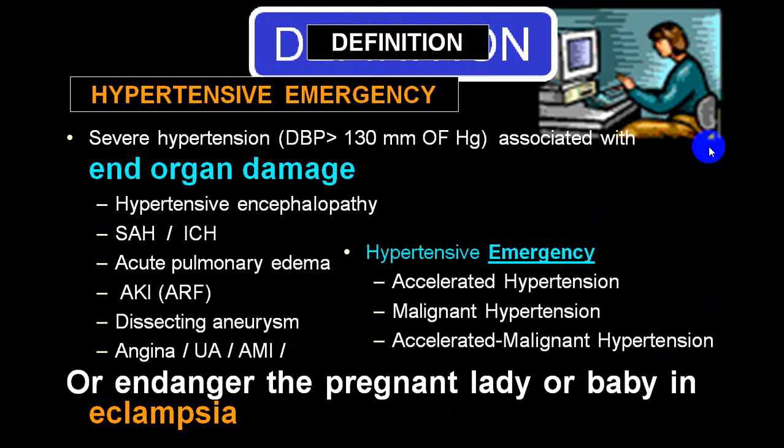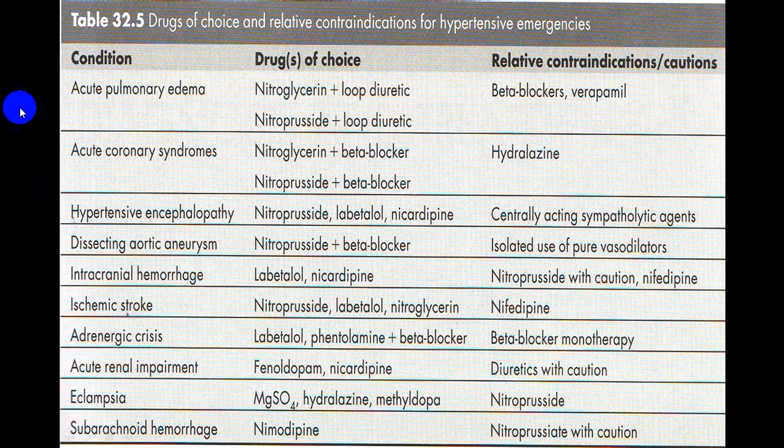So that is hypertensive emergency. Even they add accelerated hypertension, malignant hypertension, or they combine these. This terminology is now almost gone. Accelerated malignant hypertension, that is gone. And these are the different conditions. What are the drugs of choice? See, nitroglycerin, nitroprusside. And in some, labetalol, nicardipine. So depending upon what the emergency is, what the complications are, you can use them. And these drugs are contraindicated. Try to go through that at leisure time.